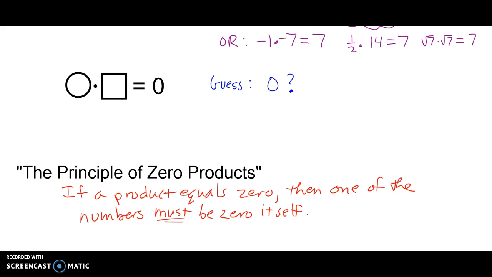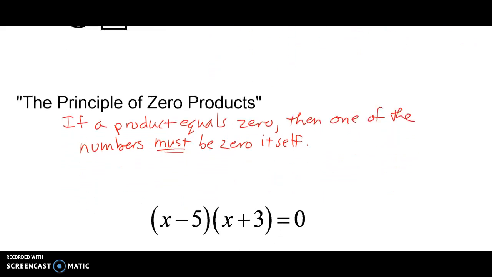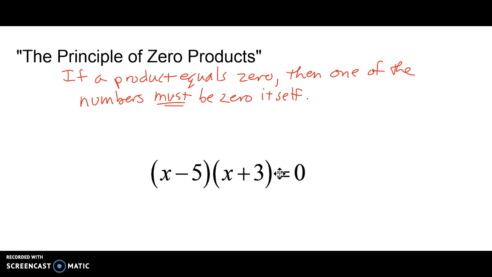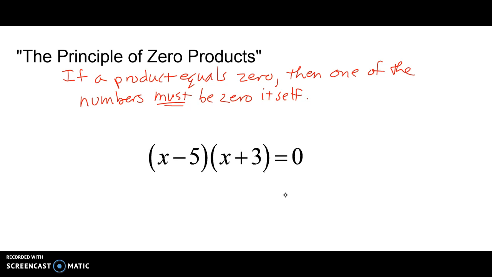Here's how that is useful to us. Think about an equation like this one. It's a product of x minus 5 and x plus 3, but it's a product. Two things are being multiplied together. And when you're done multiplying, the answer is supposed to come out equal to 0.